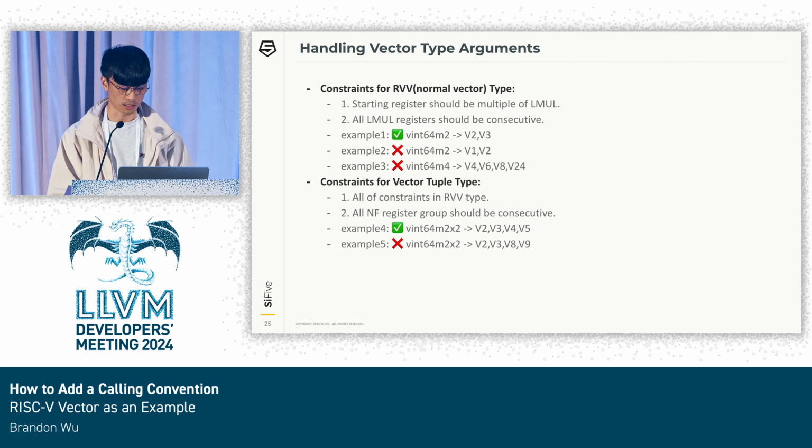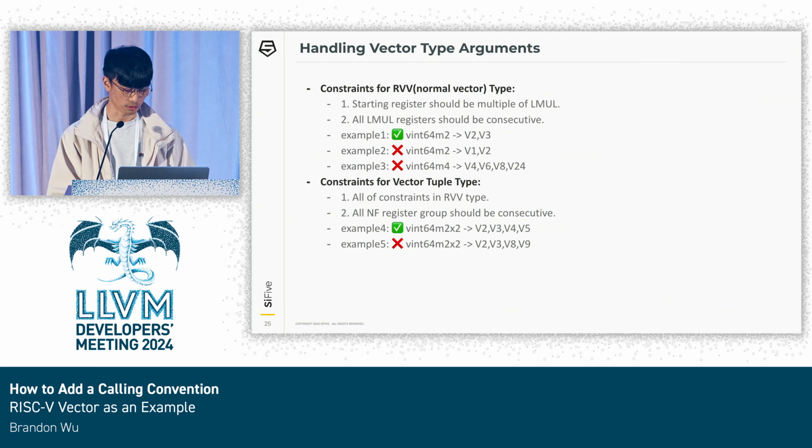And on the contrary, example 3 is invalid because the registers in the group should be consecutive. Okay. And the constraint for tuple type, vector tuple type, is based on RVV type with an additional constraint, which needs all of the groups to be consecutive. In other words, all of NF times LMUL registers should be consecutive.